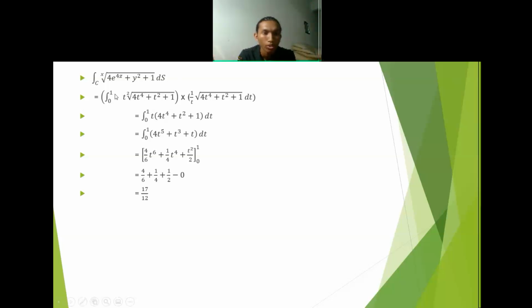Okay, as we see here, the integration from 0 to 1 of t times the square root of 4 t to the power of 4 plus t squared plus 1, multiplied by the ds, which is 1 over t times the square root of 4 t to the power of 4 plus t squared plus 1 dt. So we make a basic calculation here and we get the answer for this question, which is 17 over 12.